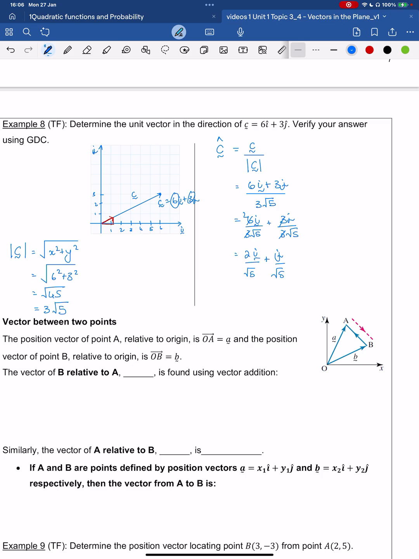Now, mathematicians do not like to leave things with square roots in the denominator, so we have to rationalize it, and it's expected that you do. And so we end up with 2 root 5 over 5 i plus root 5 over 5 j. And that would be our unit vector in the direction of vector c.